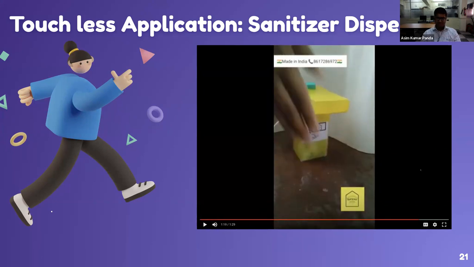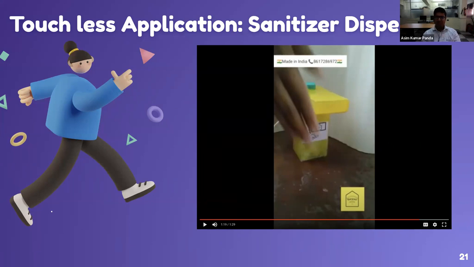This product was developed by Shobhik Das, one of our students from the electrical department, right? So a very smart solution, okay? And I must give full credit to Shobhik for this product. What he did is very simple. During the pandemic, we were afraid of touching anything. So during those days, he developed this product, and later he developed other products also.